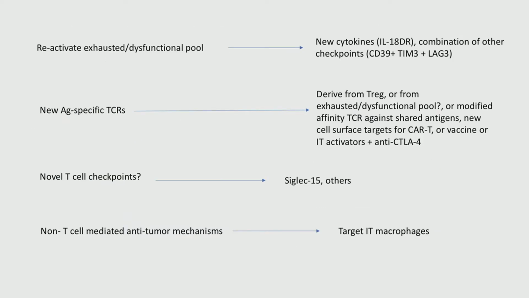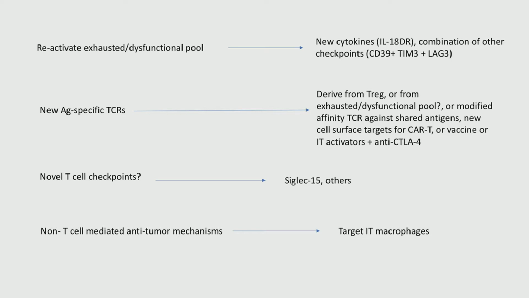So I'm going to spend the last minute going through just a few strategies. If I were to guess what was going to work in the clinic, these would be my top four choices. I think there's probably going to be something in reactivating exhausted or dysfunctional pools, and there may be ways of doing that. Not all the T cells are trash, but they may not all be responsive to anti-PD-1, and maybe cytokines like IL-18, or maybe combinations of other checkpoints might reactivate those cells.